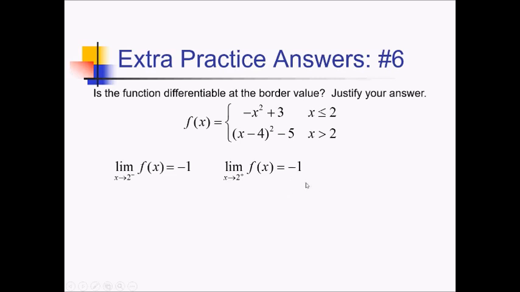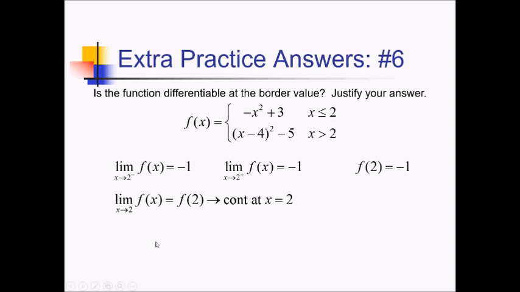So now we check the function value there, which f of 2 just happens to use this first rule, just like the left side limit. So that's also going to have a value of negative 1. Since the limit matches f of 2, that means our function is continuous at x equals 2. So now we move on to figure out if the slope limits match up.